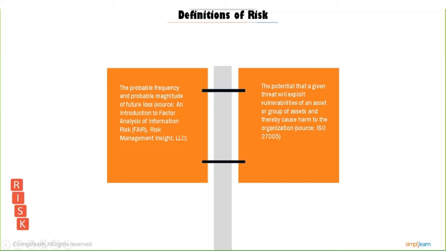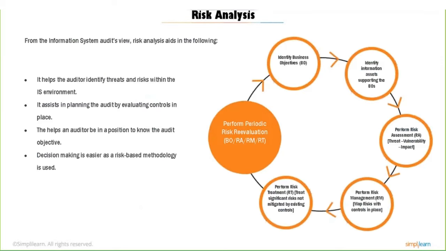Then potential that a threat will exploit vulnerability of an asset or a group, thereby causing harm to an organization. So this is a formal definition of risk as per ISO 27005. So what is the risk analysis process? Whenever you are doing the risk analysis, there is a process for it.